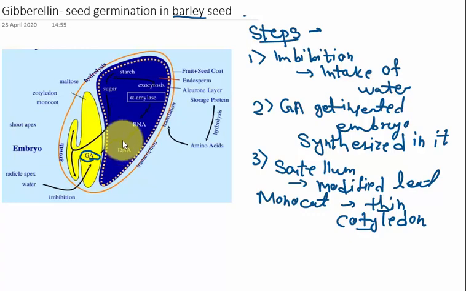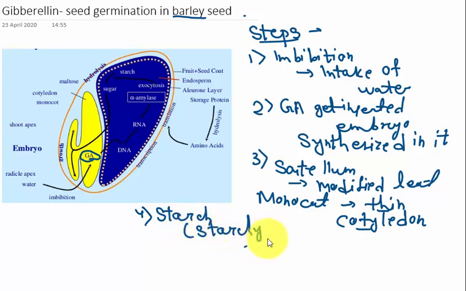And in the endosperm, the reserve food material is starch, so it is called the starchy endosperm. Once it reaches the endosperm, it diffuses to the aleurone layer, the dotted lines.